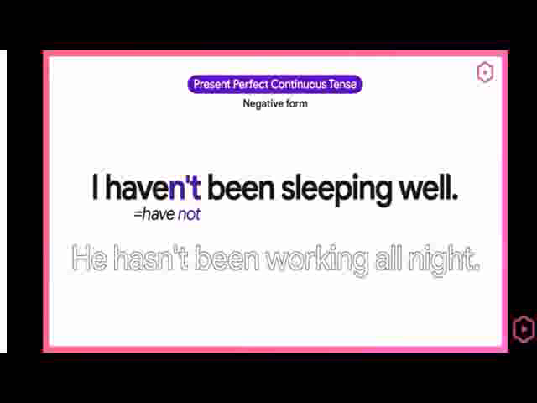Another example of present perfect continuous tense, and how we will make its negative. We will simply use not with have while making its negative. I haven't been sleeping well. He hasn't been working all the night.